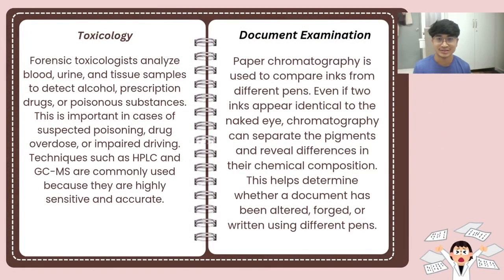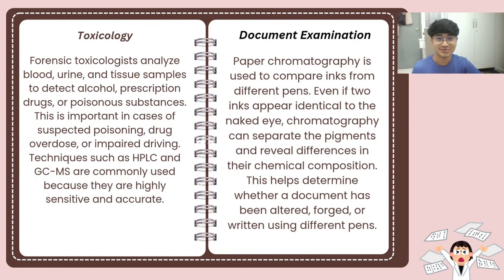The second one is toxicology. Forensic toxicologists analyze blood, urine, and tissue samples to detect alcohol, prescription drugs, or poisonous substances. This is important in cases of suspected poisoning, drug overdose, or impaired driving. Techniques such as HPLC and GCMS are commonly used because they are highly sensitive and accurate.